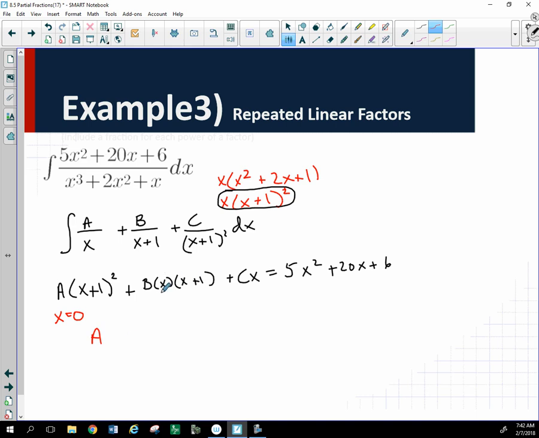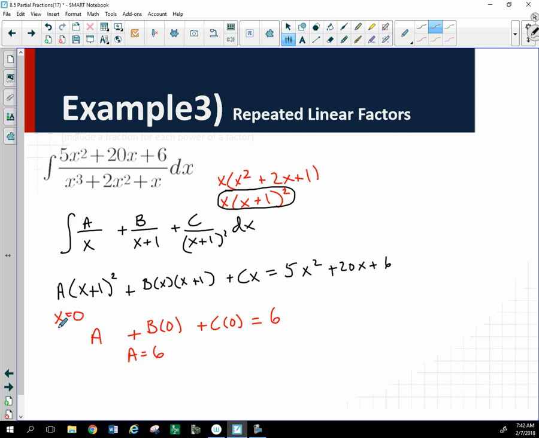If x is equal to 0 here, b becomes multiplied by 0. It doesn't matter what happens there. And c becomes multiplied by 0. Then the only thing left over here is 5 times 0 squared plus 20 times 0 plus 6, so we get a is equal to 6. Well, that's helpful. That helps us a lot.